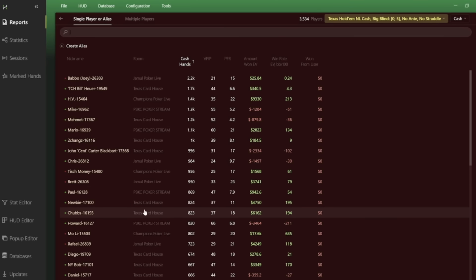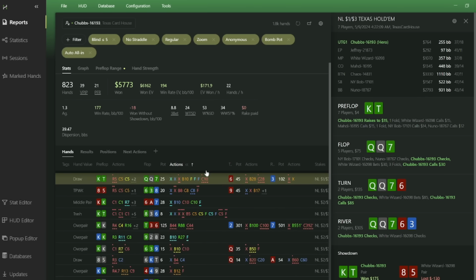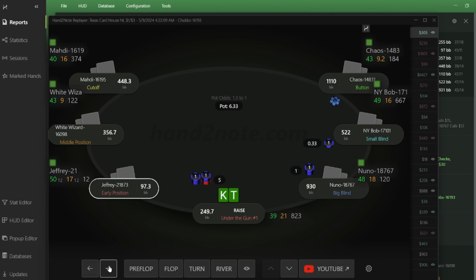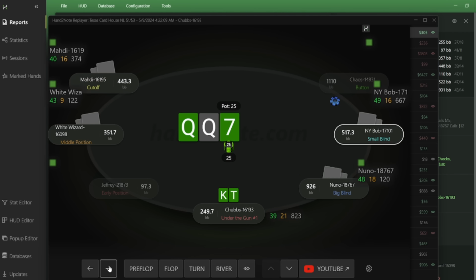But now let me show you how you can actually improve your hand reading skills. So let's pick this player called Chubbs, as he seems to have a solid win rate. And then let's just pick a random hand he played. So he raises King 10 suited from early position to 15 in a 1-3 game and gets called by 4 players. Already, this is low stakes deluxe.